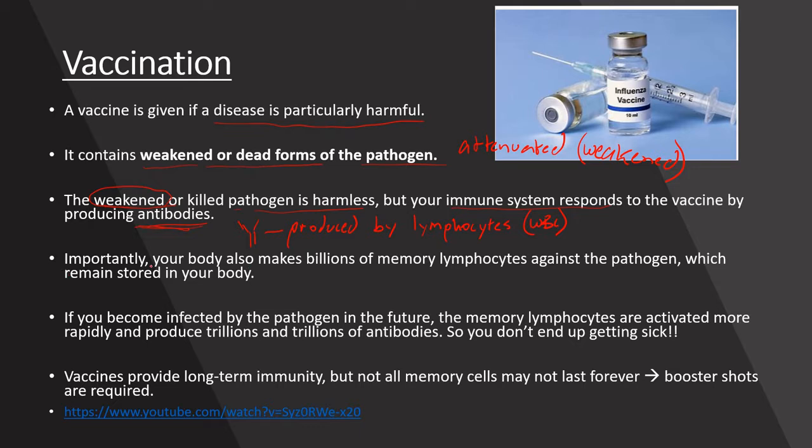Also, as you already know, your third line of defense, once it's initiated by this weakened pathogen, is going to make billions of memory lymphocytes against the pathogen. The idea there is they will remain stored in your body, in your lymph nodes, waiting for that pathogen to return. If you happen to become infected by the pathogen in the future, this is what we would call second exposure.